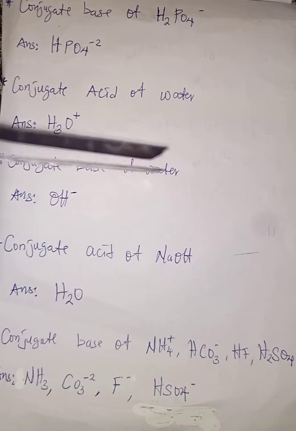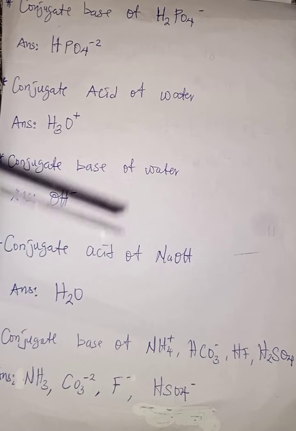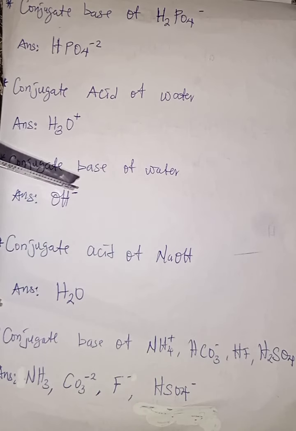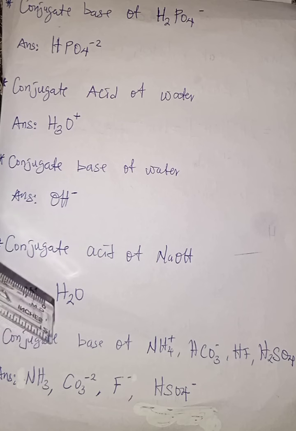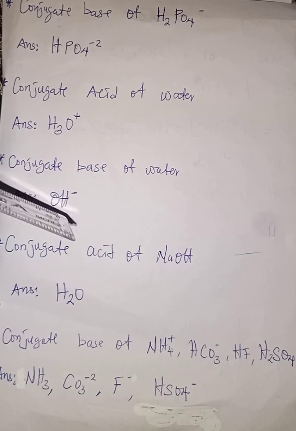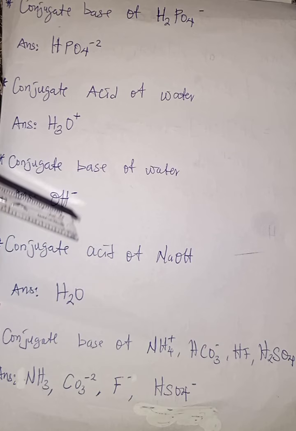Now, conjugate base of water. If you remove one hydrogen ion from H2O, you're going to have OH minus. Take note of the sign, very, very important. When you remove hydrogen ion from a neutral compound, what will be left is the radical, which is the negative radical of that compound.